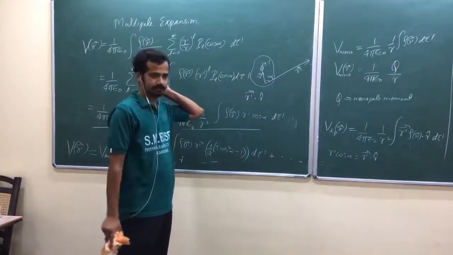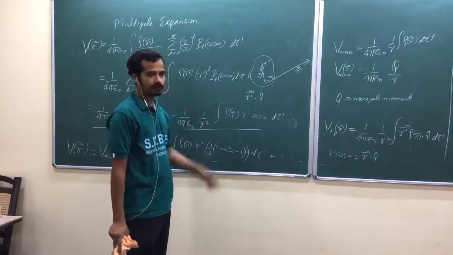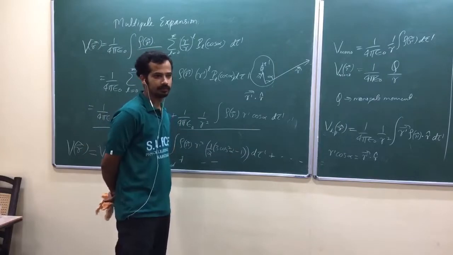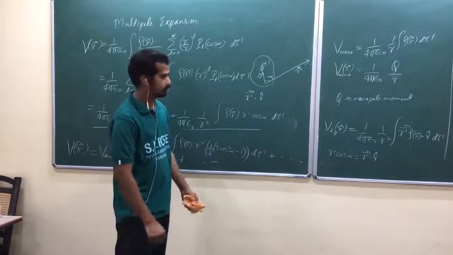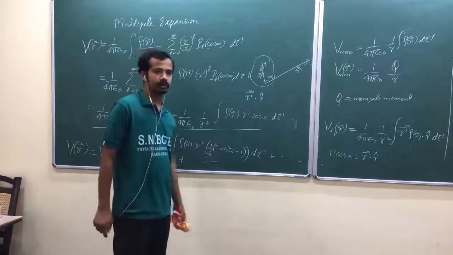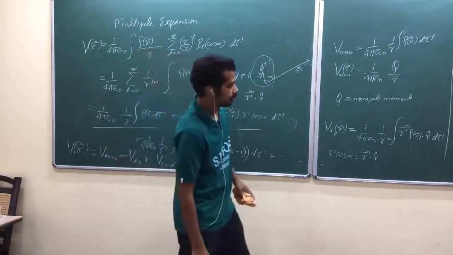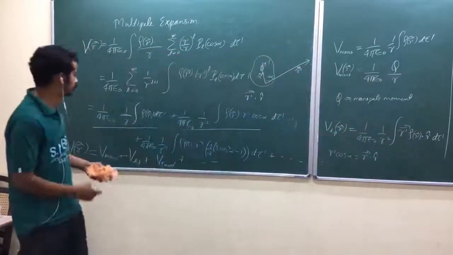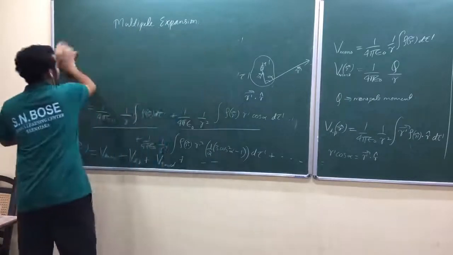Can I write like this? Now throughout the integral, that R cap vector is constant. Can I take that one outside the integral? This dot R cap, I can take outside the integral. Now wait a second, let me write that step. Again, that's a very important factor actually.